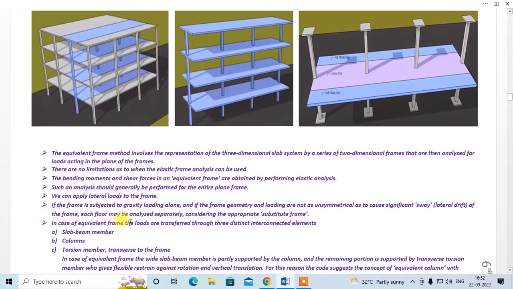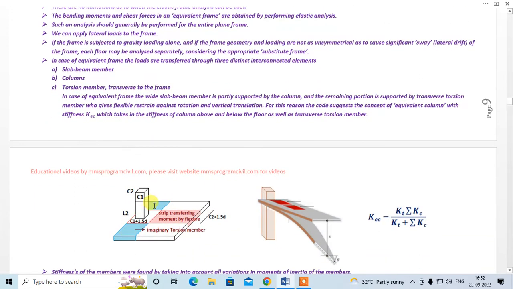In case of the equivalent frame, the loads are transferred through three distinct interconnected elements. One is the slab beam member. This is your slab beam member. Columns. So these are your columns, and the torsion member transfers to the frame. So this is your imaginary torsion member, right? Which transfers to the frame, right? Okay.